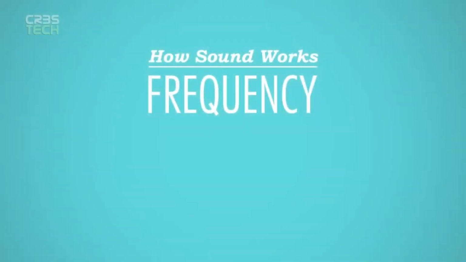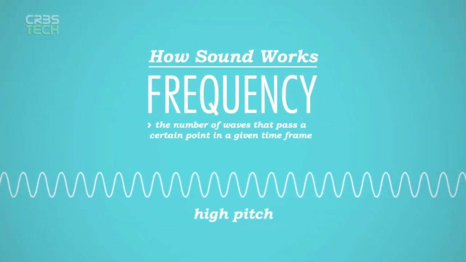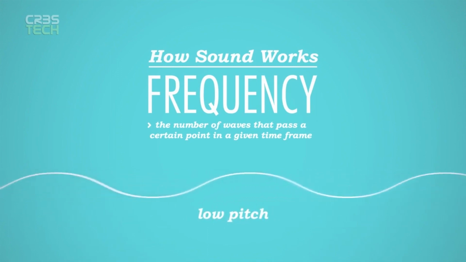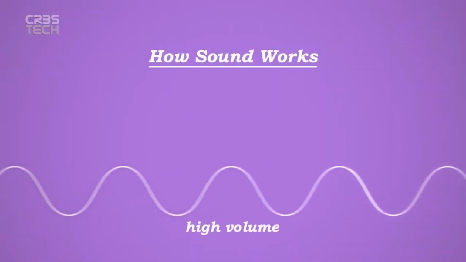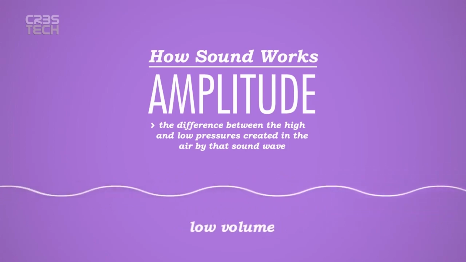A sound's frequency is the number of waves that pass a certain point at a given time. A high-pitched noise is the result of shorter waves moving in and out more quickly, while fewer, slower fluctuations result in a lower pitch. How loud a sound registers depends on the wave's amplitude, or the difference between the high and low pressures created in the air by that sound wave.